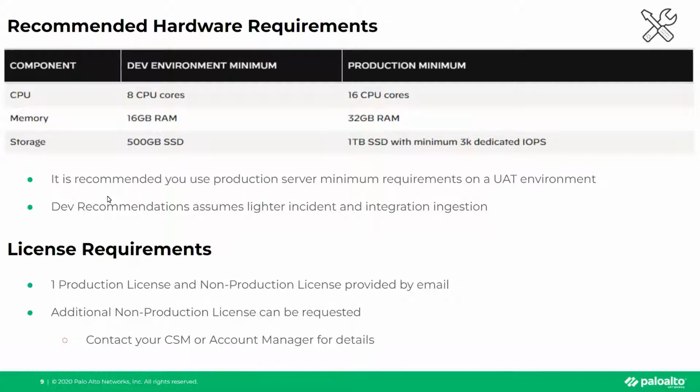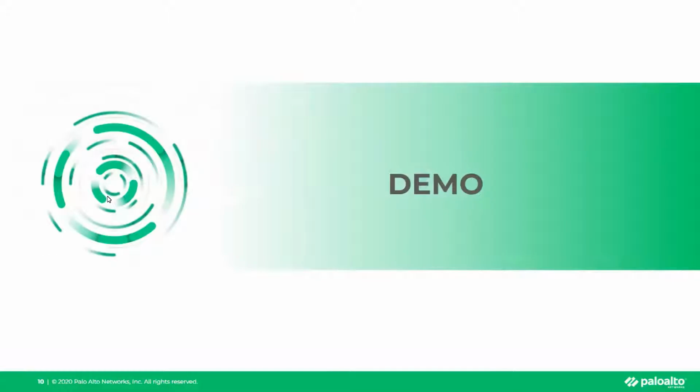So for the license requirement, you do have one production and one non-production, which is sent when you first purchase XSOAR. However, you can request an additional non-production license. This is what you'll be able to use for your user-accepted test environment. So here's how you can get 3. If you have questions about how to do that, feel free to contact your CSM or account manager for those details. Okay, so with that, now we're going to get into the demo.